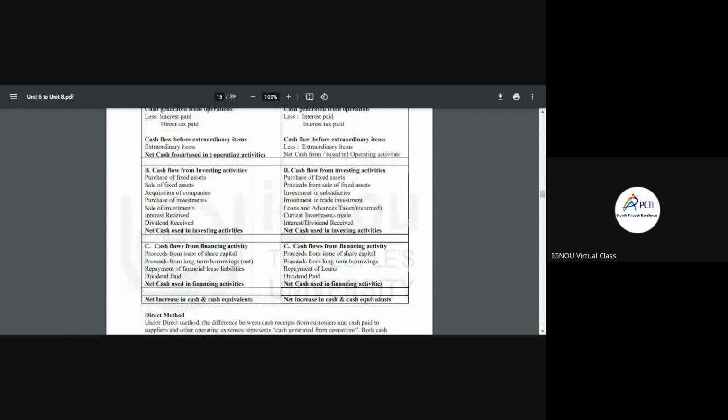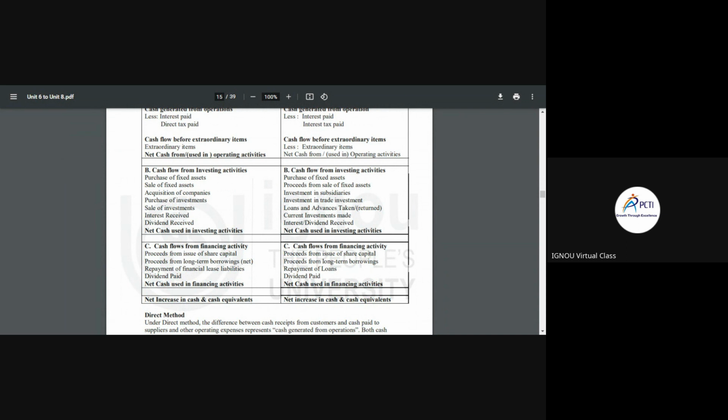Then we have cash flow from investing activity. In this, we have purchase of fixed asset, sale of fixed asset, acquisition of companies, purchase of investment, sale of investment, interest received, dividend received. In the end, we will have net cash used in investing activity.